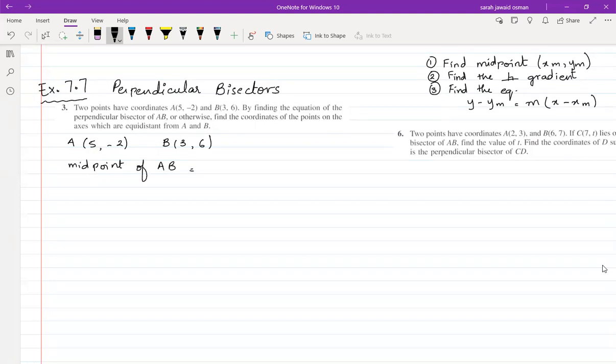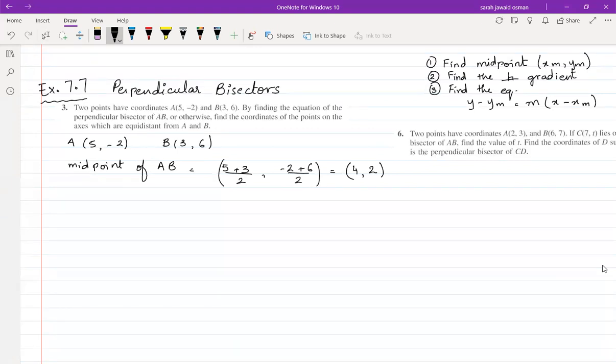And to find the midpoint, we basically use the average formula. Add the x coordinates, (5 plus 3) upon 2. Similarly, add the y coordinates too, (-2 plus 6) upon 2. So that's how we calculate the midpoint. 5 plus 3 is 8, 8 upon 2 is 4. Similarly, -2 plus 6 is 4, 4 upon 2 is 2. So that's my midpoint of AB, (4, 2).